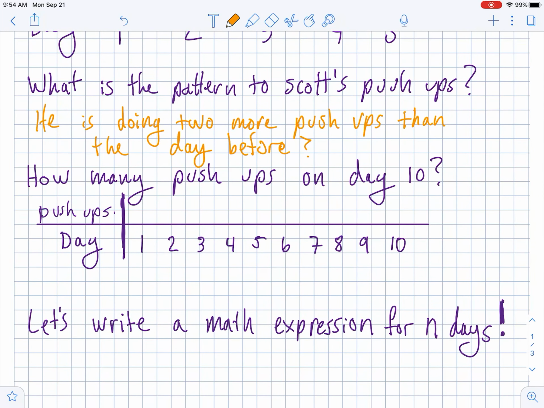How many push-ups on day 10? So I think later on we can figure out little tricks to come up with day 10 or, you know, a day way down the road. Like if they asked for day like 150, I wouldn't necessarily make a table. But since day 10 is not too far out, we can fill this up and I made a little table. He does 3 on the first day, then 2 more each day. So 3, 5, 7, 9, 11, 13, 15, 17, 19. That means he does 21 push-ups on day 10. So 21 push-ups on day 10.